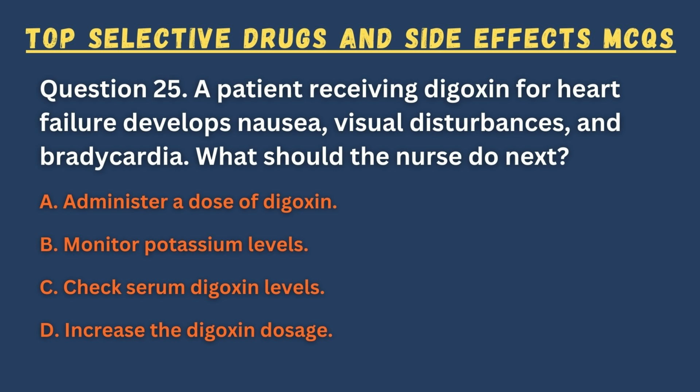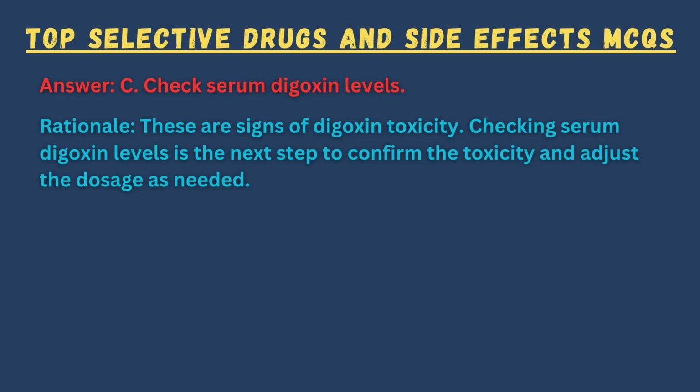Question 25. A patient receiving digoxin for heart failure develops nausea, visual disturbances, and bradycardia. What should the nurse do next? A. Administer a dose of digoxin. B. Monitor potassium levels. C. Check serum digoxin levels. D. Increase the digoxin dosage. Answer: C.